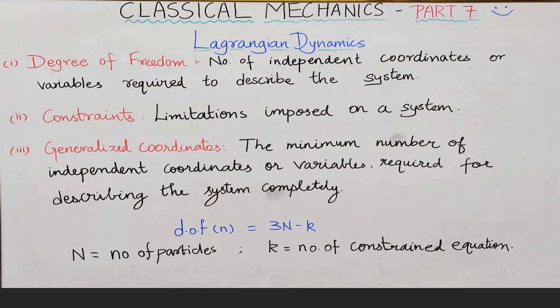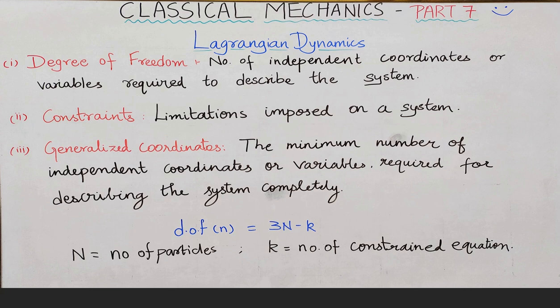So let us see Lagrangian dynamics, and these 3 points are the important definitions to be known to set up a Lagrangian. First, we have to know the degrees of freedom. Degrees of freedom is the number of independent coordinates required to describe the system. If you have a system like a simple pendulum, compound pendulum, or Atwood's machine, we have to find the number of independent coordinates required to describe the system. It can be the length of the string, the angle, the x and y axes, everything.